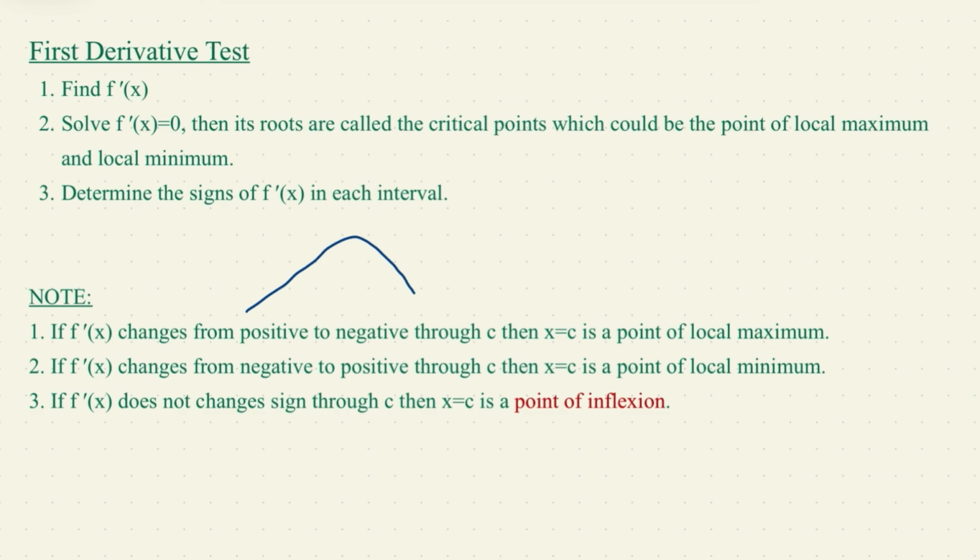And similarly, if f dash x changes from negative to positive, that means the function is first decreasing and afterwards increasing. That means if this is happening through the point C, then that point C is called the point of local minimum. And if f dash of x does not change sign, that means before C or after C the sign remains the same, then that point C is called the point of inflection.